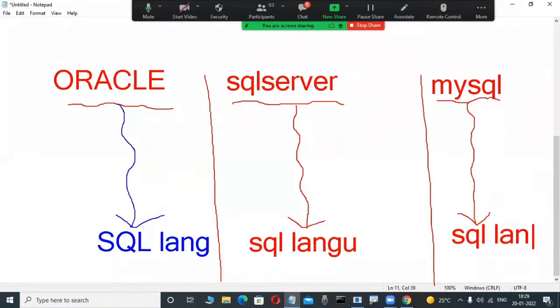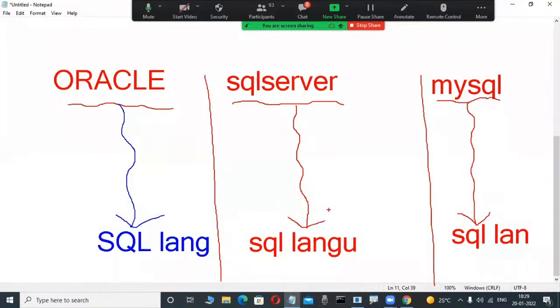Now what is my doubt? So many people attending this demo class have this doubt: are all these SQL languages the same or different? Whether you are working on an Oracle database product, or your friend is working on SQL Server, or another friend is working on a MySQL database product, all of you use the SQL language. But are these SQL languages the same or different? Only one answer is correct.